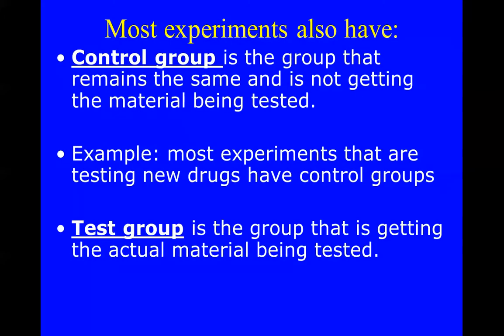In some experiments, you would have a control group or a test group. In my plant experiment, I don't really have that. This is really common anytime scientists are studying different medications. A control group might be the group that remains the same. They're not necessarily getting the material that is being tested. Whereas the test group is the group that is getting the material that is being tested.